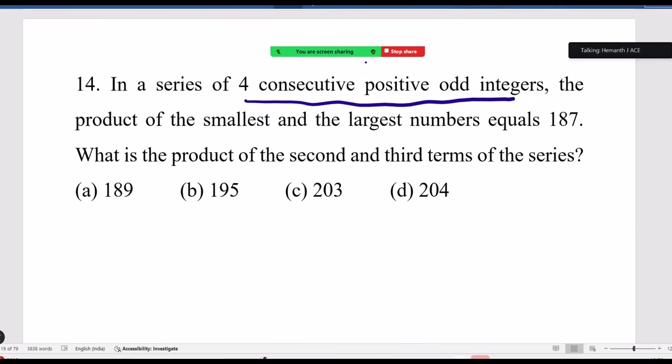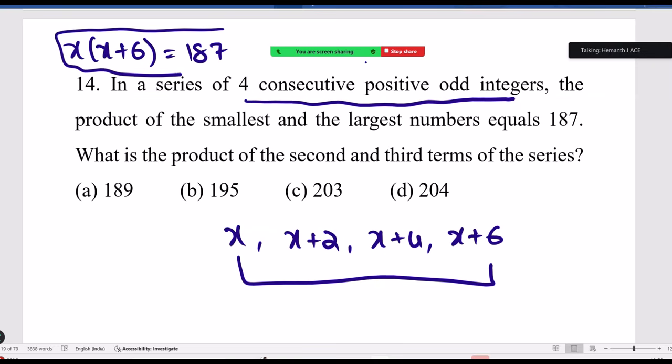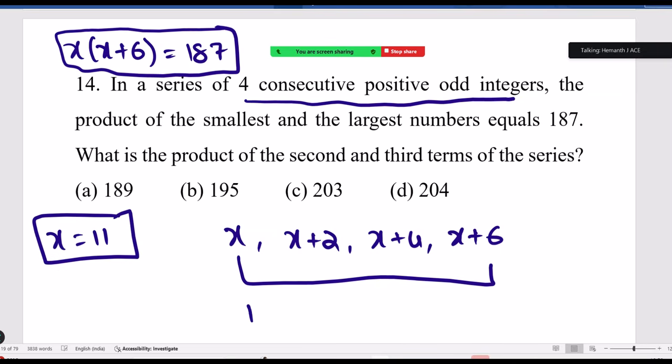Yeah. So if we take x as the first one, the smallest one, then the next consecutive numbers will be adding by 2: x plus 2, then x plus 4, then x plus 6. The given product of these two is equal to 187. Now you can calculate what that x value is. If x is 11, 11 into 17 will give the scenario. So 11, 13, 15, 17 is the set.